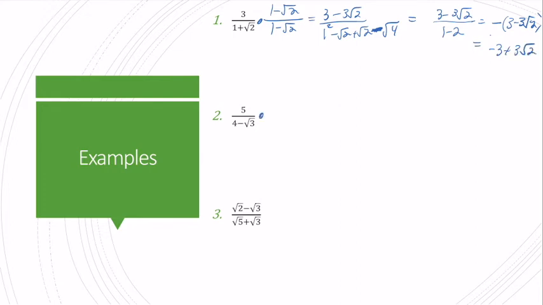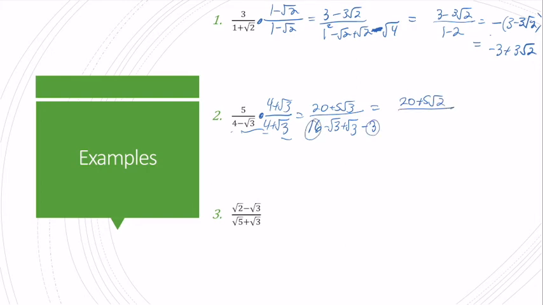Let's try that again. If I have 5 over 4 minus the square root of 3, I'm going to multiply on the top and the bottom by 4 plus the square root of 3. Again, that's the conjugate. We change the sign. That gives me 20 plus 5 square root of 3 over 16, because 4 times 4 is 16, minus square root of 3 plus square root of 3 minus the square root of 9, which would give me 3. So I have 20 plus 5 square root of 3 over 16 minus 3, which is 13, and my middle terms cancel.